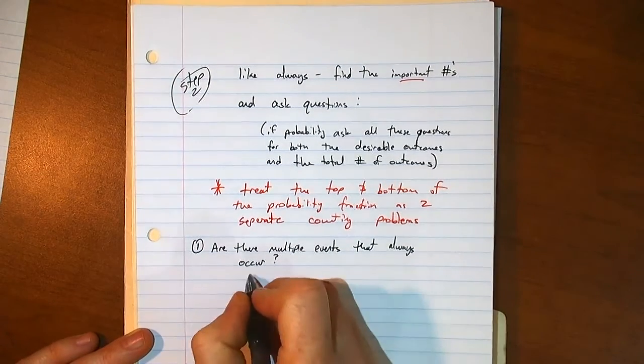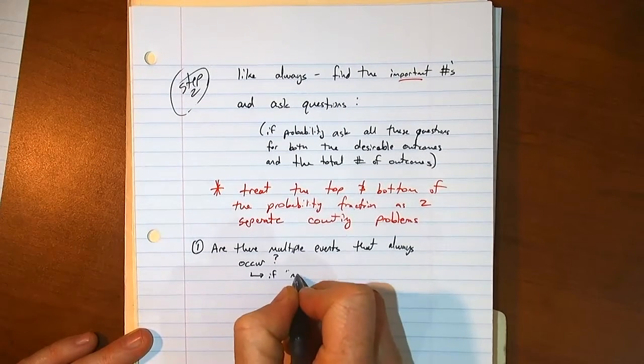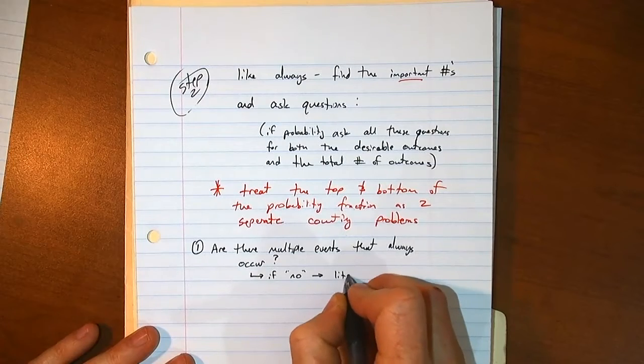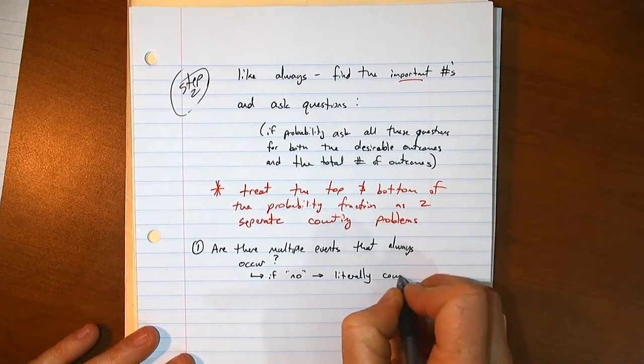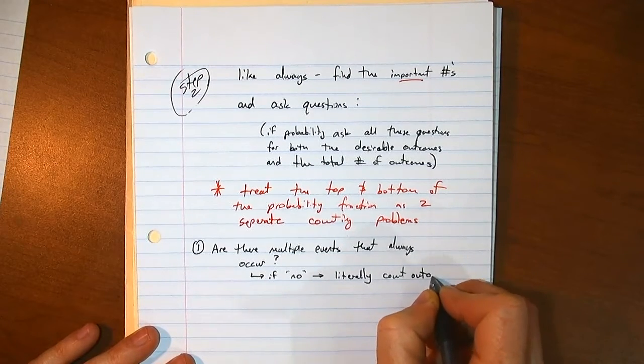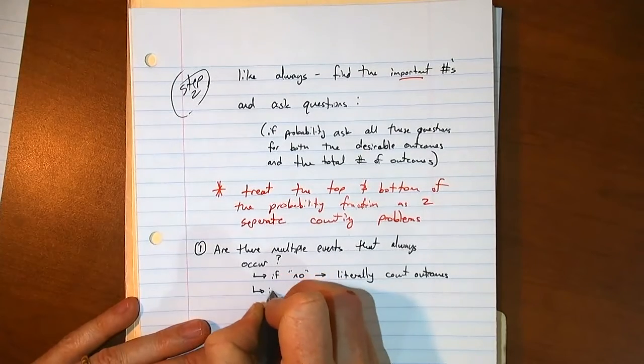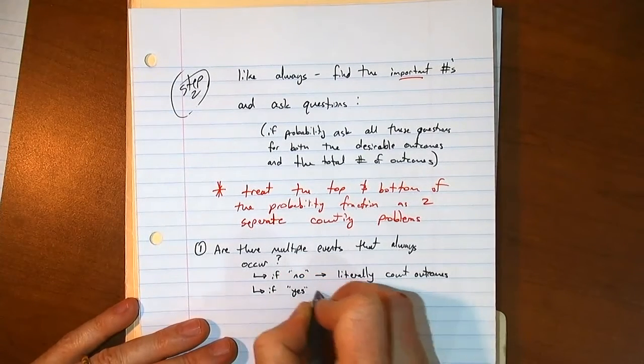If the answer is no, then I have to literally count the outcomes. Okay, we haven't learned a method in our class for dealing with problems that have an or in them. So we're not going to worry about that. If they use the word or, then we're just going to literally go back to trying to imagine all the different possible things that could happen and then literally count them. Now, if the answer is yes, then we're going to keep asking questions.